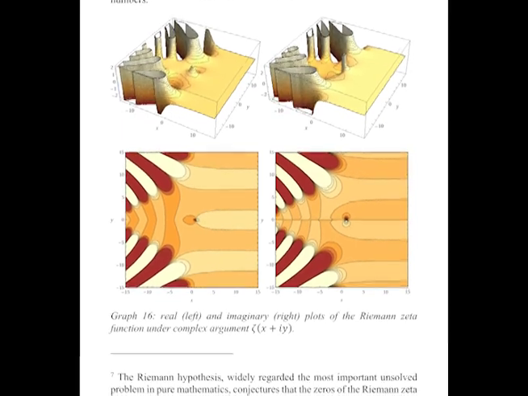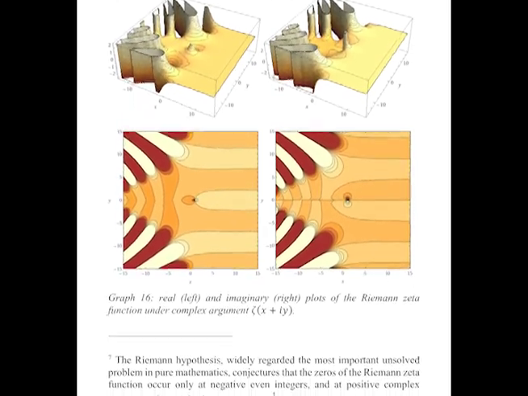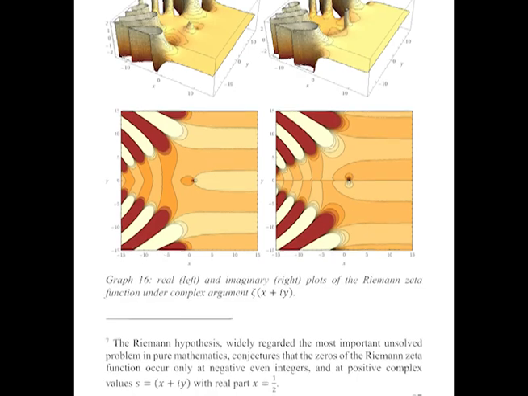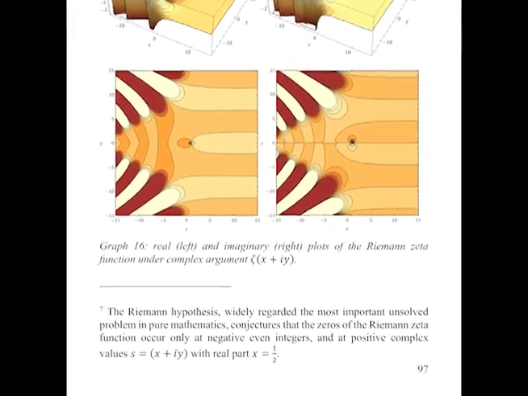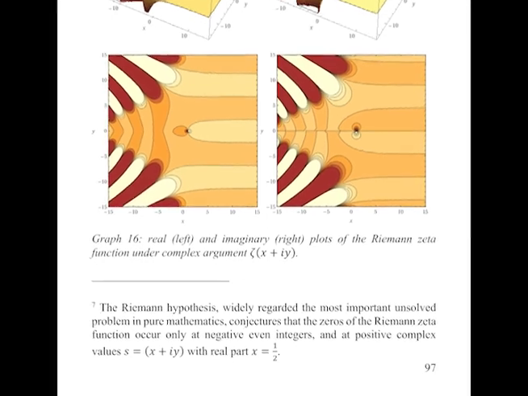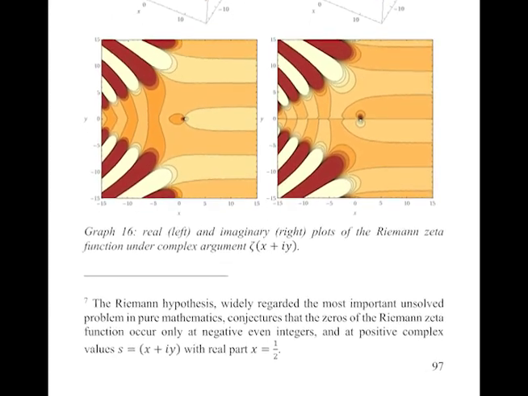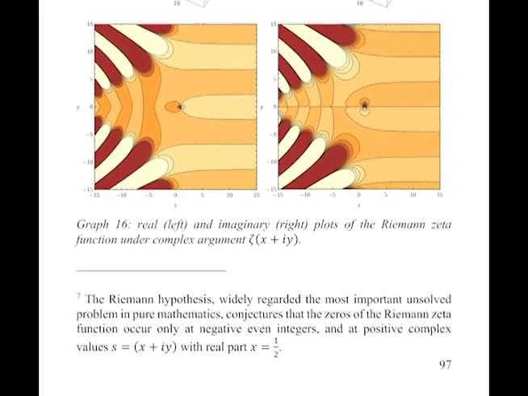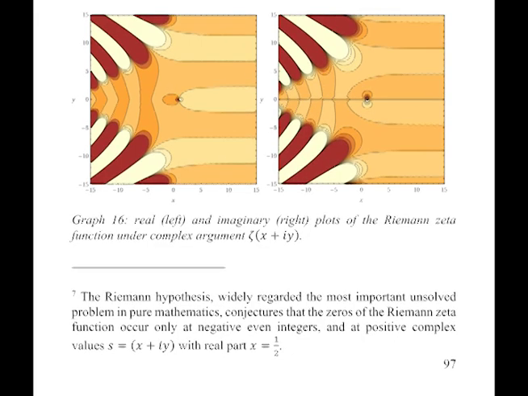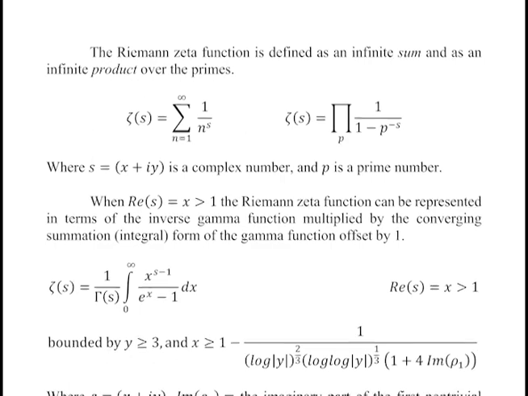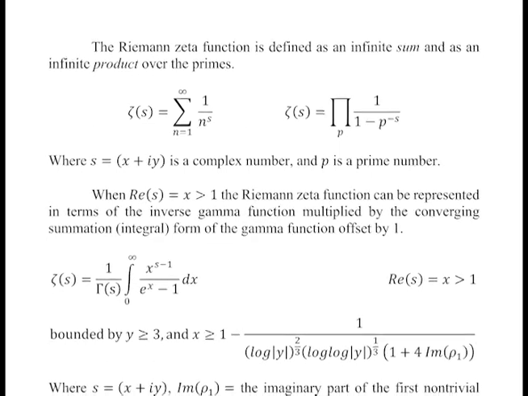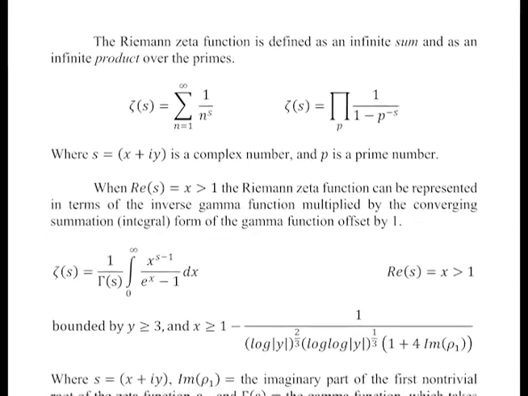The Riemann hypothesis, widely regarded as the most important unsolved problem in pure mathematics, conjectures that the zeros of the Riemann zeta function occur only at negative even integers and at positive complex values with the real part 1/2. The Riemann zeta function is defined as an infinite sum and as an infinite product over the primes.